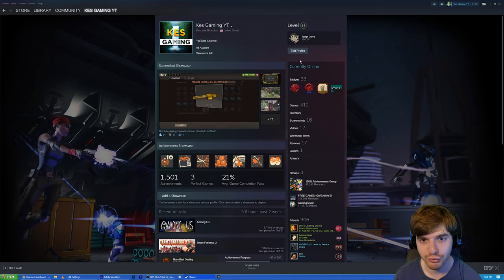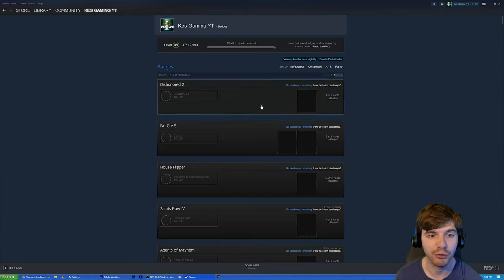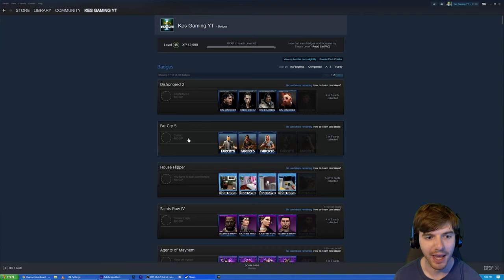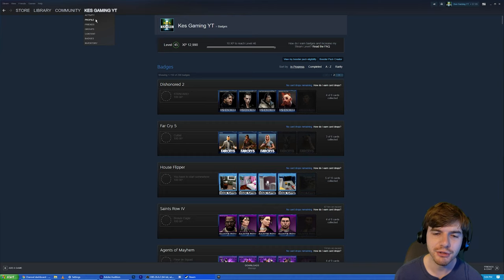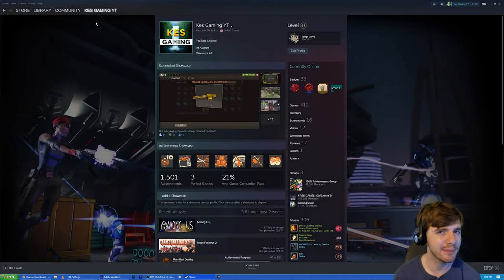Normally you would have to collect trading cards, which you would then have to use to craft badges, and then the badges would give you like 100 XP for each badge, and then after getting so much experience, you would go up to the next level. As you can see, I'm almost at level 45, just 10 XP away. Well, the thing is, trading cards cost money. Games that give you trading cards cost money, right? But how could you do this for free? Well, that is what I'm going to show you.